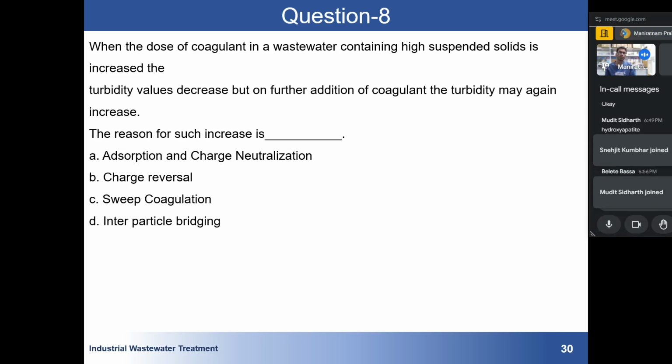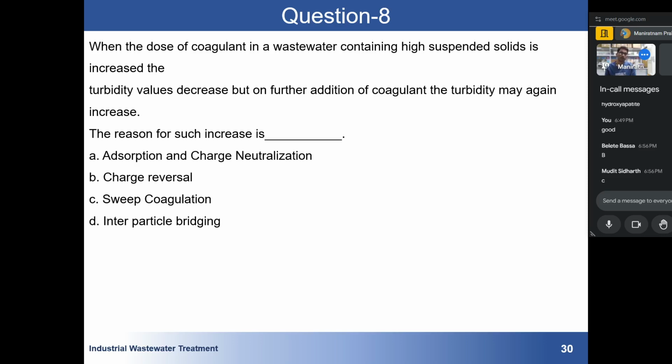When the coagulant dose in wastewater containing high suspended solids is increased, the turbidity value decreases, but on further addition of coagulant, turbidity may again increase. The reason for such an increase is: B. Charge reversal. Based on this concept only, the optimum value of coagulant or flocculants is found out.